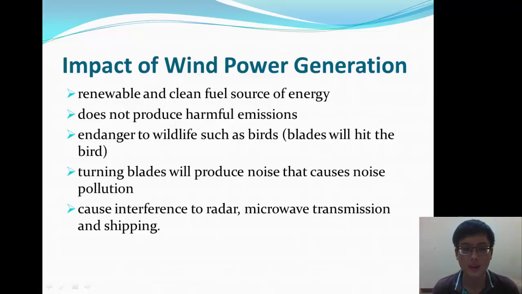Hi, I am Nee Wei Sen, and I'm going to present the impact of wind power generation. Wind power generation is a renewable and clean source of energy. It does not produce harmful emissions to the environment. However, it may cause danger to wildlife such as birds, because the blades of the wind turbine will hit the birds and cause them to die. Besides, the turning blades produce noise that causes noise pollution. The wind turbine will also cause interference to radar, microwave transmission, and shipping.